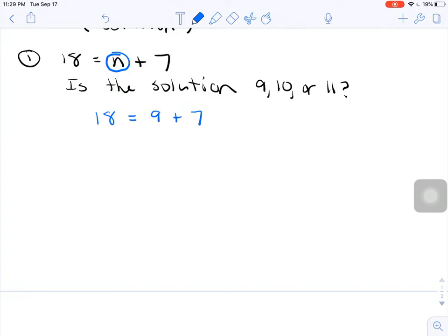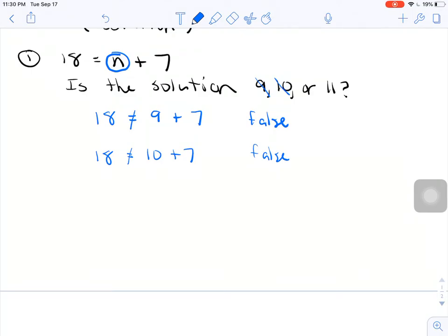Well, 9 plus 7 actually equals 16, not 18. So that means that does not work. It gives a false statement. So the answer is not 9. So now we would try the 10. 18 equals 10 plus 7. 10 plus 7 is 17, not 18. So that means that doesn't work either. So that is another false statement, which means the solution is also not 10.